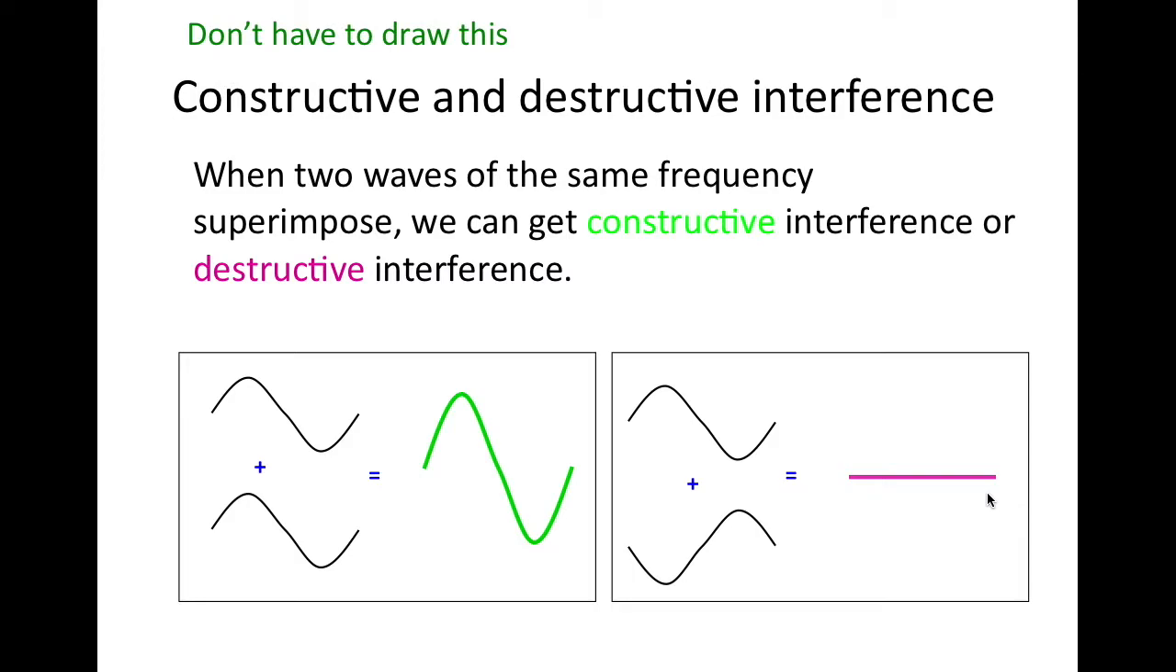So constructive and destructive interference is when two waves of the same frequency superimpose. They are overlapping upon each other. And this is how we get constructive interference, or we can get destructive interference.